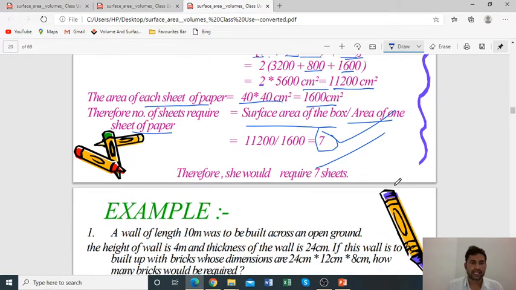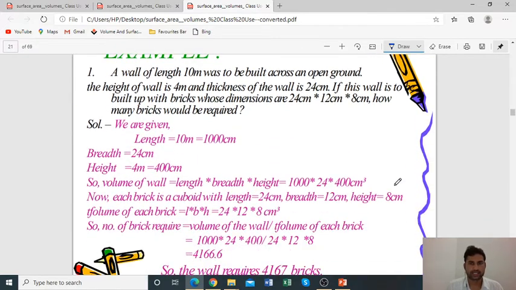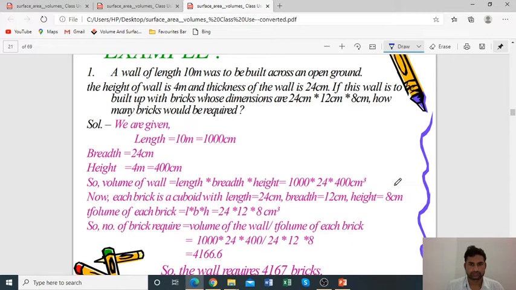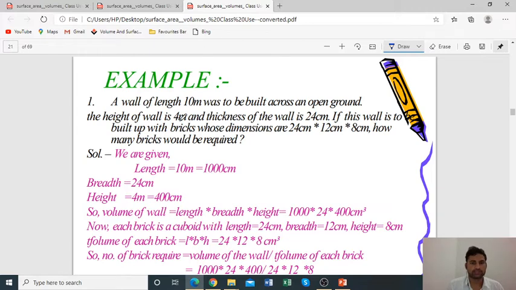Next, example number 2. A wall of length 10 meter is to be built across an open ground. The height of the wall is 4 meter and the thickness of the wall is 24 centimeter. Thickness means breadth. If this wall is to be built up with bricks whose dimensions are 24 centimeter, 12 centimeter, 8 centimeter, how many bricks would be required?